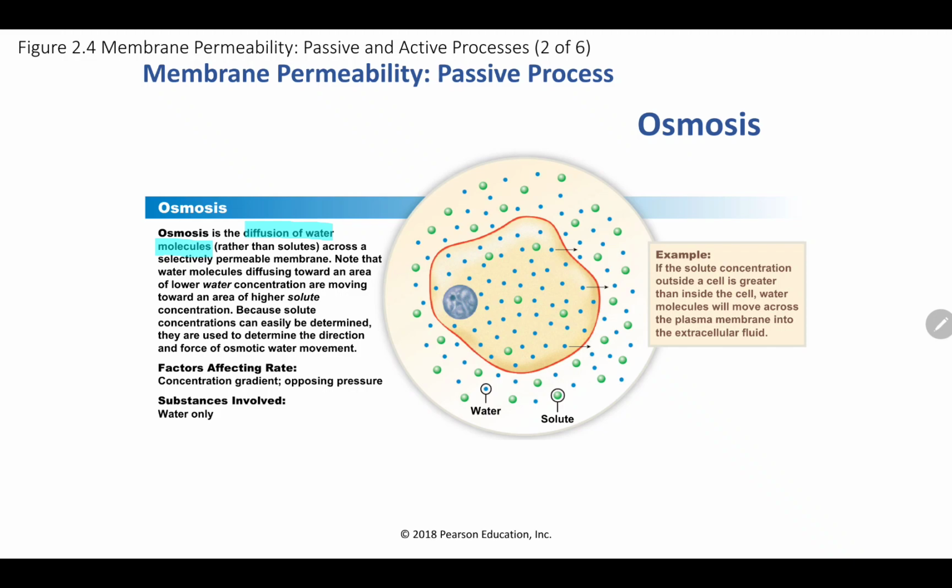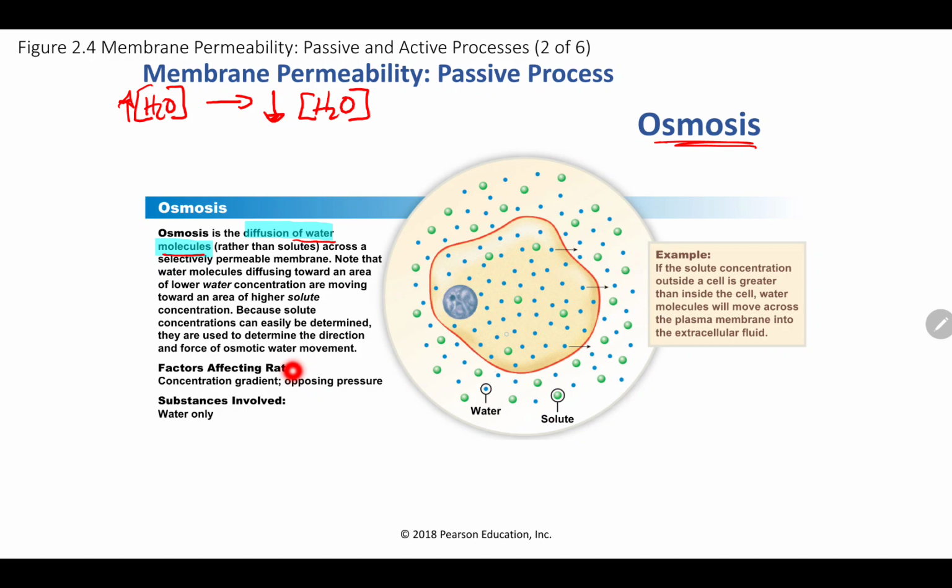Osmosis is the diffusion, right? So we're still talking about diffusion, moving down a concentration gradient from an area of high concentration to an area of low concentration. But osmosis specifically deals with the diffusion of water molecules, okay? So osmosis is the diffusion of water molecules across a selectively permeable membrane, where we're moving from an area of high water concentration to an area of low water concentration.